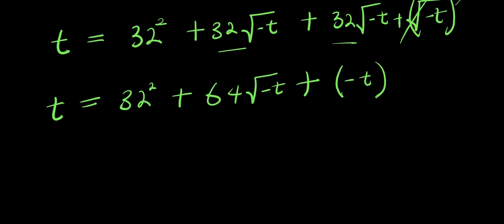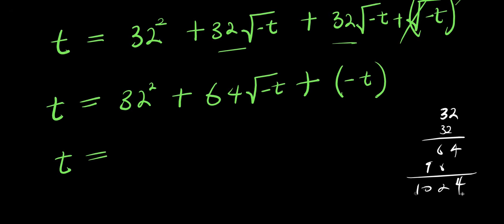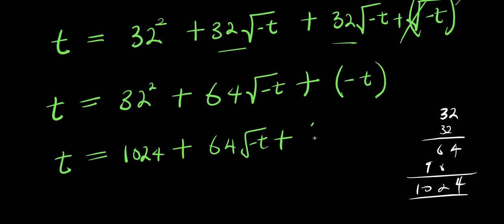So from here, I'll have t equals 32 squared, that is 32 times 32. Let me quickly do that. 32 times 32: 2 times 2 is 4, 2 times 3 is 6, 3 times 2 is 6, 3 times 3 is 9, which gives 1024. So this is 1024 plus 64 root minus t plus minus t.